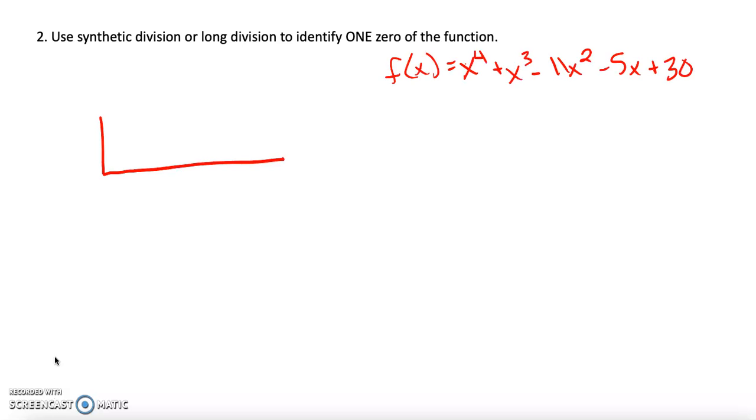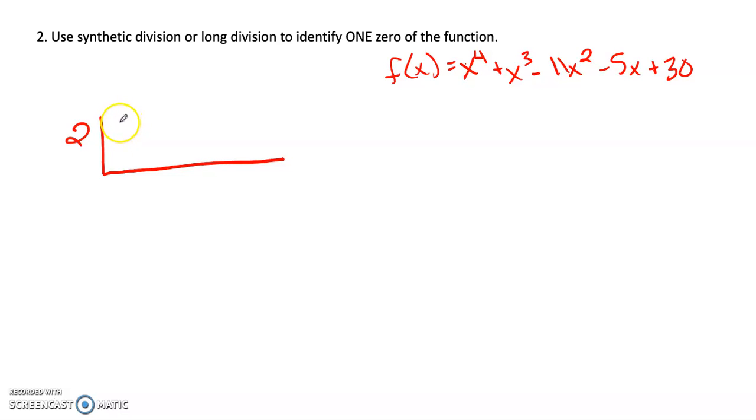Here we're going to use the same polynomial and use synthetic division or long division to identify a zero of the function. Let's use synthetic division. I find that a little bit faster. And we're going to test out one of the possible zeros that we found in number 1. So let's test out 2. Let's see if this function has a zero of 2.